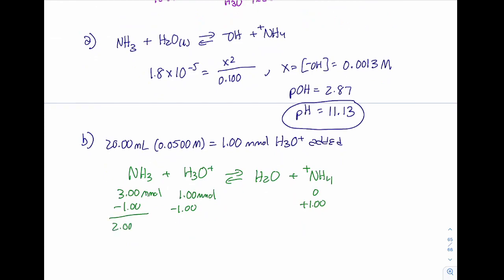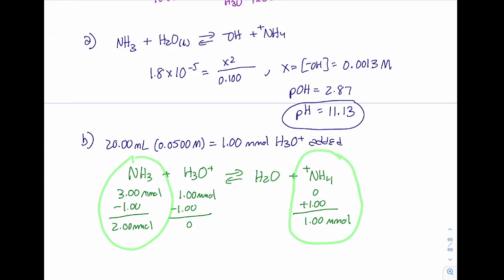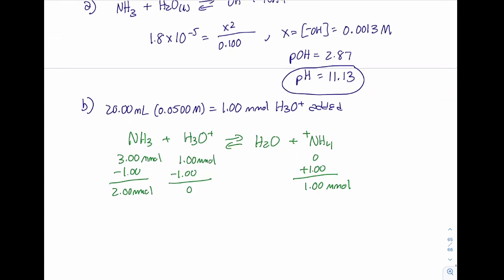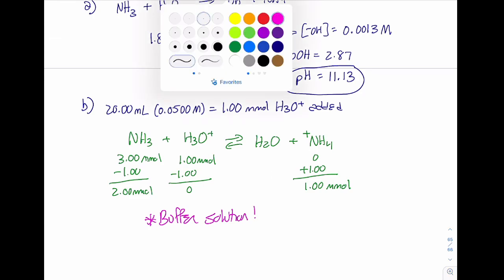And I have 2 millimoles of ammonia. My strong acid has been neutralized. And I have 1 millimole of ammonium ions. So what I have at this point is a buffer solution. I have a weak base, and then ammonium is its conjugate acid, so I have a buffer solution. So I'm going to convert both of those to concentrations by dividing through my total volume, and then I'm going to plug them into my Henderson-Hasselbalch equation.